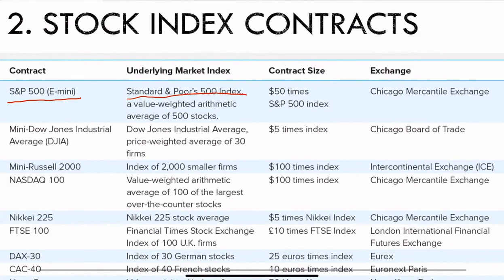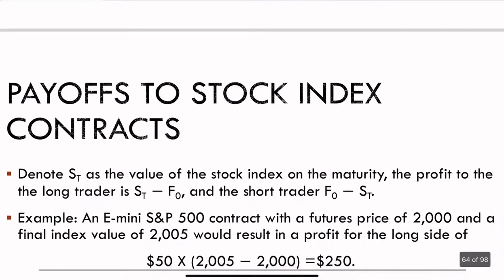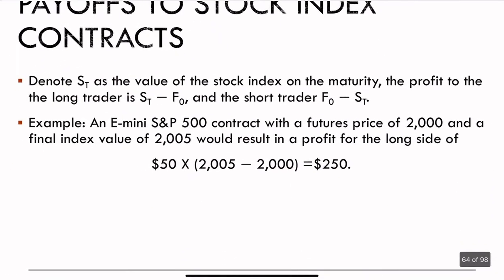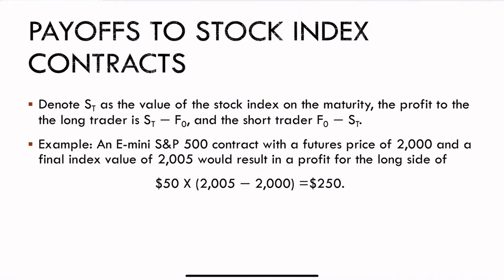This contract has a $50 multiplier, and later you will see what this means. But for now let's just remember that this contract has this $50 multiplier. Okay, now let's first look at the payoff to futures contracts based on equity indexes.